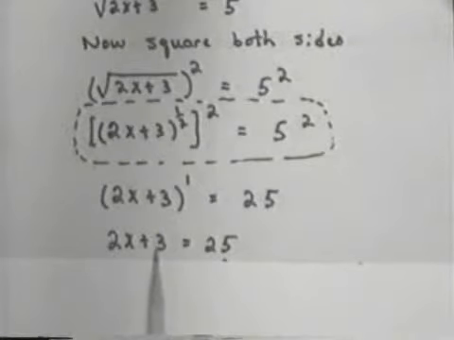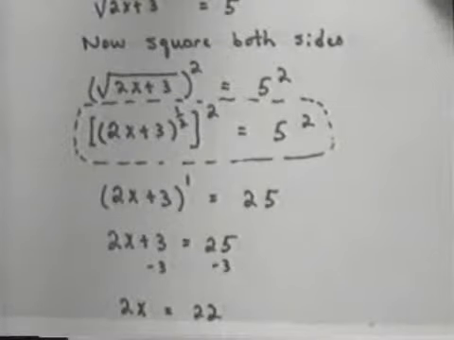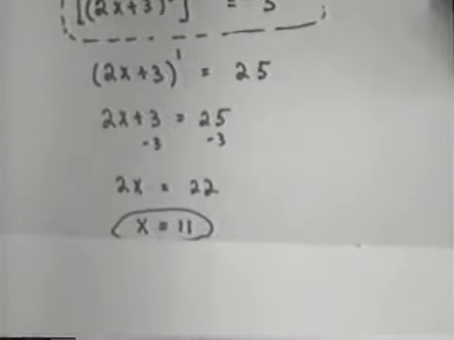Now I subtract 3 from both sides to get 2x is equal to 22. And finally I divide by 2 to get x is 11.